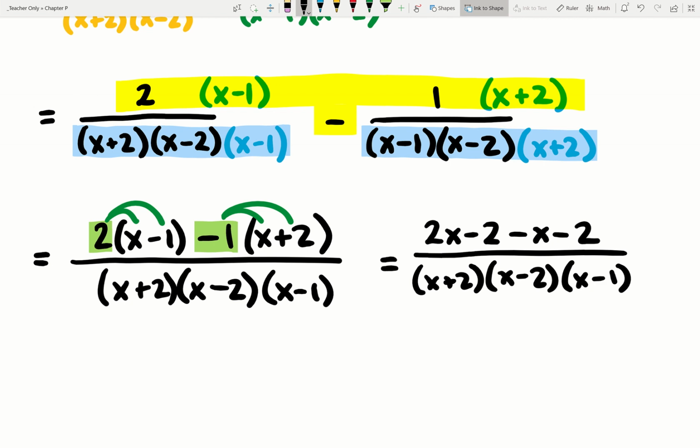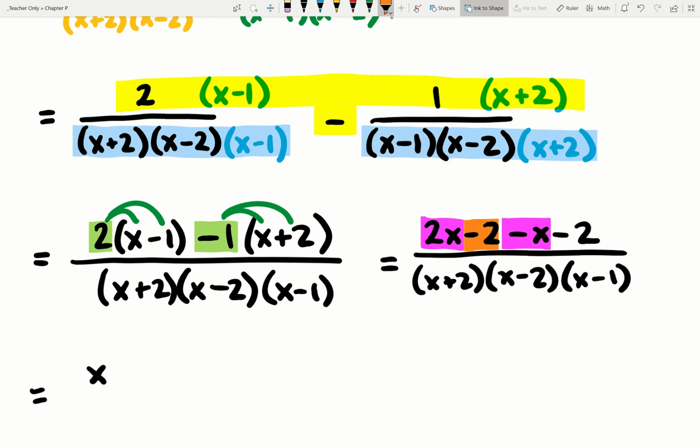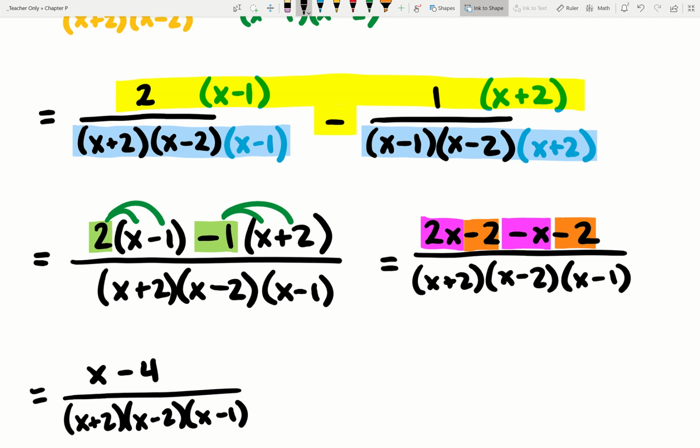And then the only remaining step here would be to combine some like terms that you've got. Specifically, I think we can plainly see that we've got 2x minus x. That's going to give us a single copy of x in our numerator. And then we also have some constants. Negative 2 minus 2 is going to give us negative 4. So that is going to be our numerator, and of course that is all over x plus 2 times x minus 2 times x minus 1. And there's your final result right there.